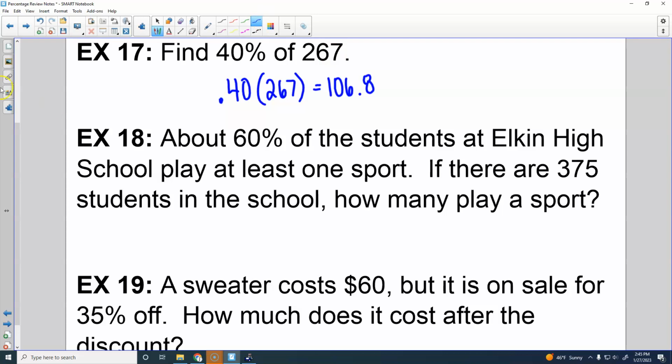All right, so always think about that whenever you're looking at different statistics that you see. But this statistic that I completely made up for these notes: 60% of students are going to play at least one sport. So I want to know out of these 375, how many play a sport? So what do I do?